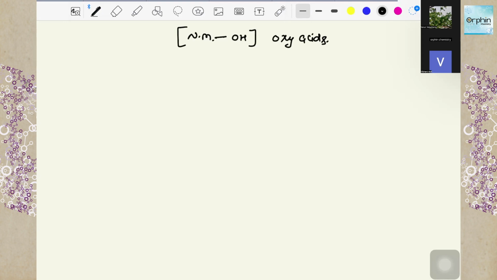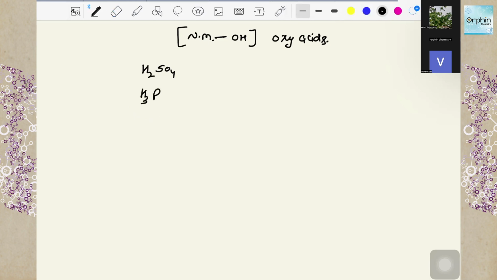Sir, what are the examples? H2SO4 here. H2SO4 is like this. H2SO4 is an oxy acid, sir, because sulfur is bonded with OH. Sir, how do we know that sulfur is bonded with OH? So the thing is, we should know how to draw the structure. Here, I am teaching you how to draw the structure of oxy acids, right? So many oxy acids we can write.